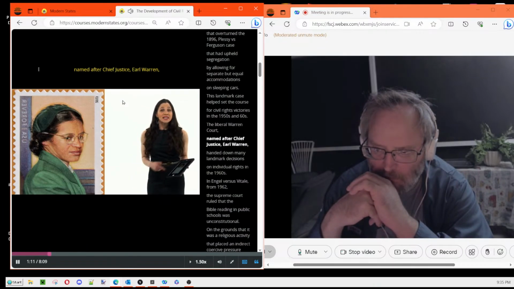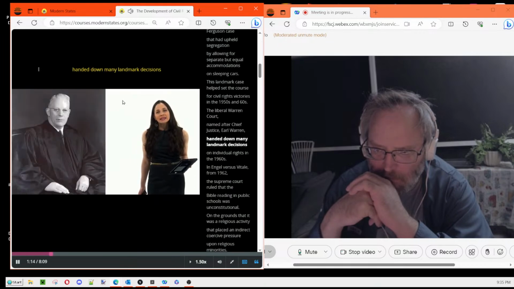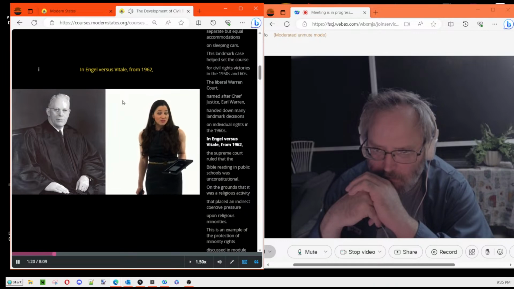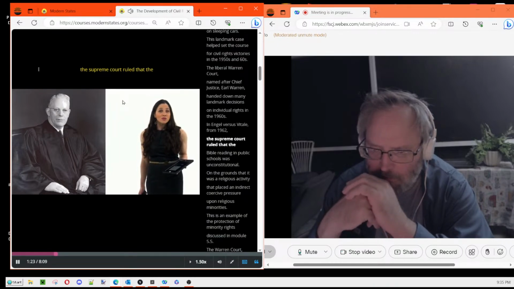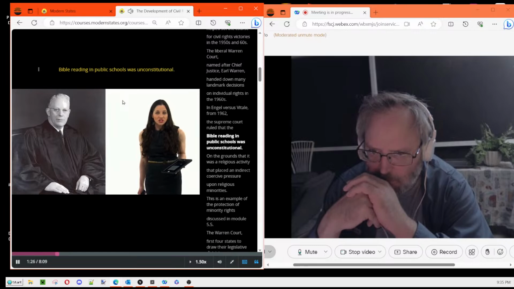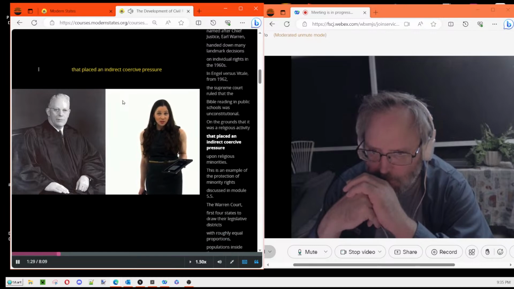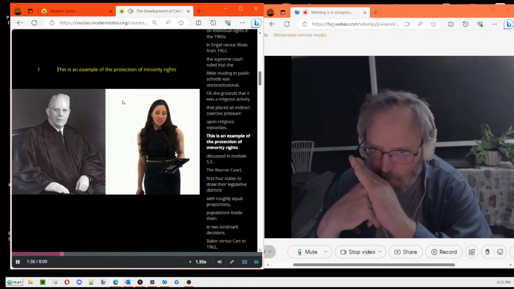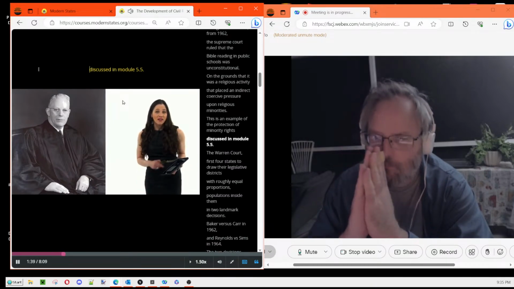The liberal Warren Court, named after Chief Justice Earl Warren, handed down many landmark decisions on individual rights in the 1960s. In Engle versus Vitale from 1962, the Supreme Court ruled that Bible reading in public schools was unconstitutional on the grounds that it was a religious activity that placed an indirect coercive pressure upon religious minorities. This is an example of the protection of minority rights discussed in Module 5.5.